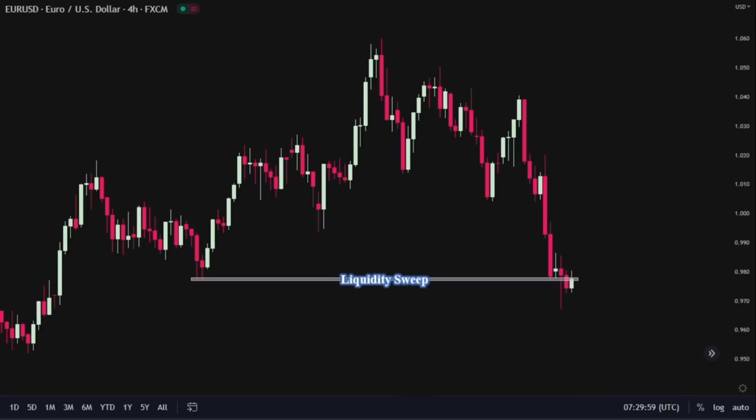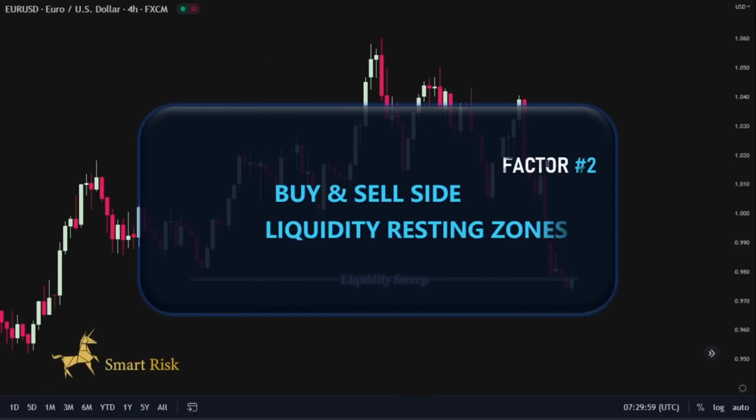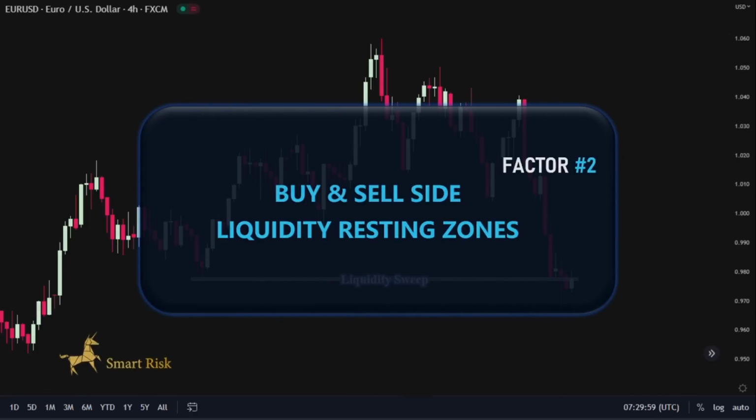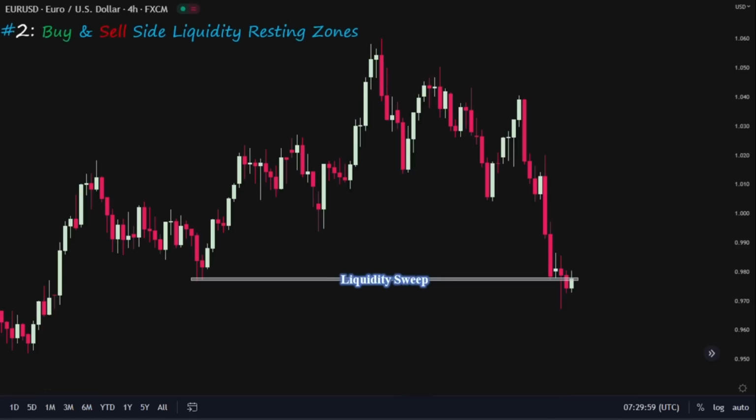The second key factor is identifying liquidity resting zones, which means we need to detect liquidity resting zones on the chart that price may potentially move to grab. So here, as you can see, the sell side liquidity is swept by this strong impulsive movement to the downside. So we should identify buy side liquidity on the chart. We have buy side liquidity right here.